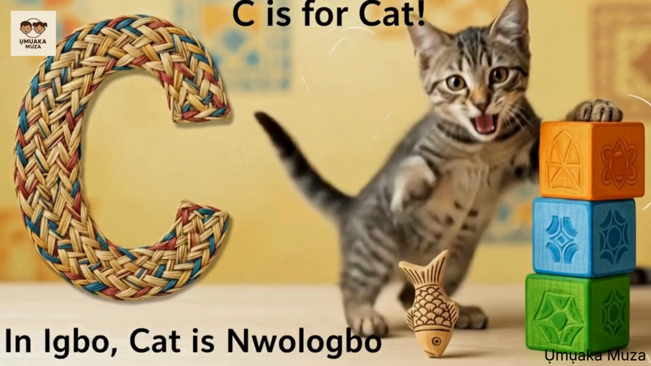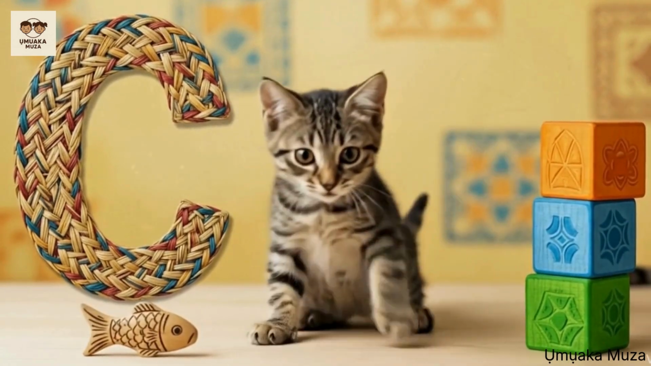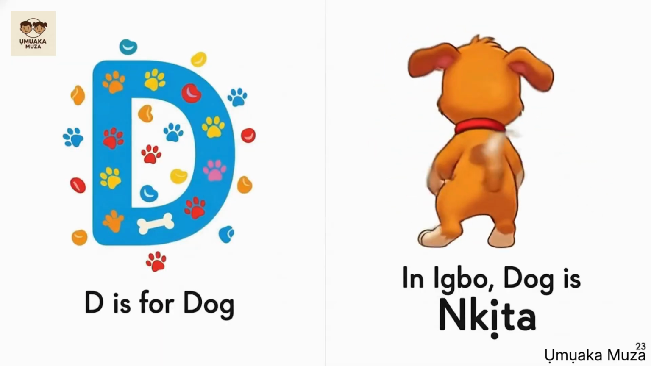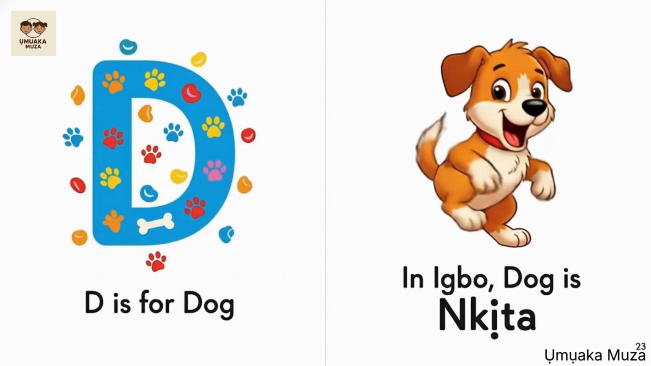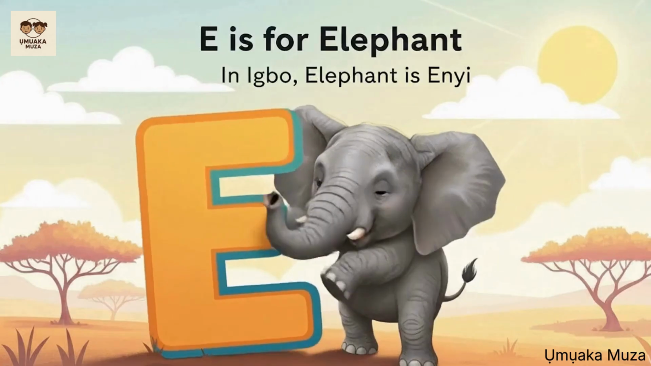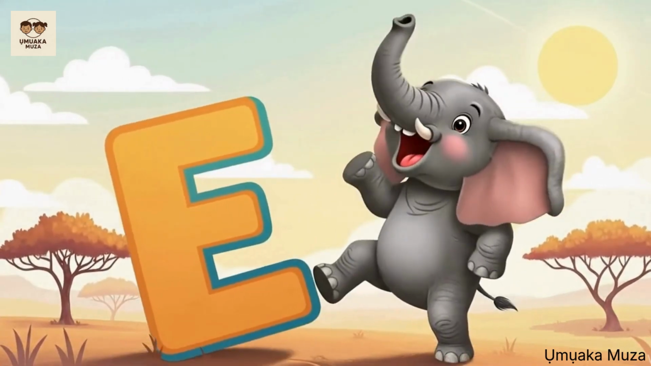C is for cat. In Igbo, cat is Nwologbo. D is for dog. In Igbo, dog is Nkita. E is for elephant. In Igbo, elephant is Enyi.